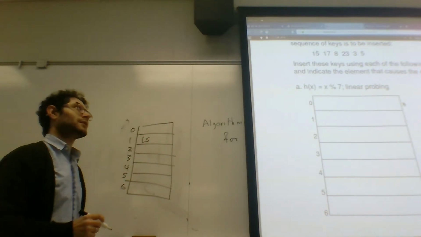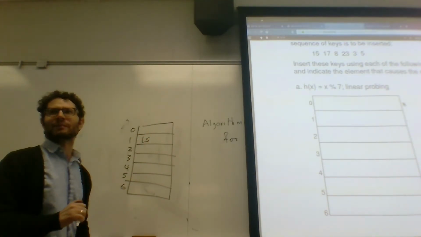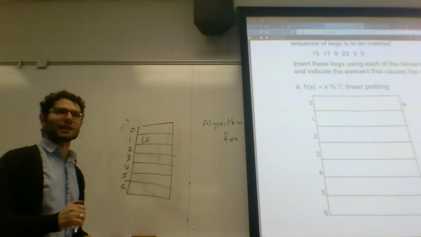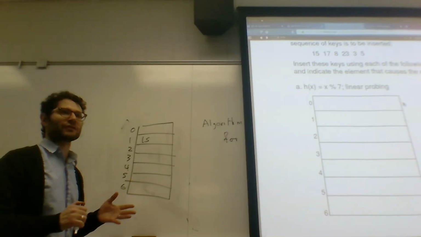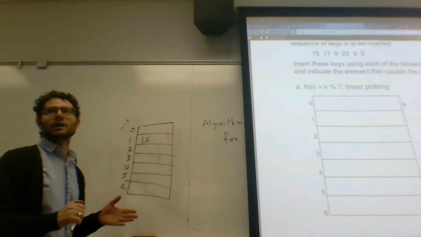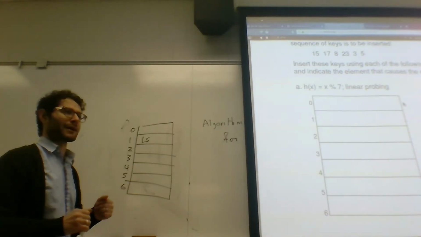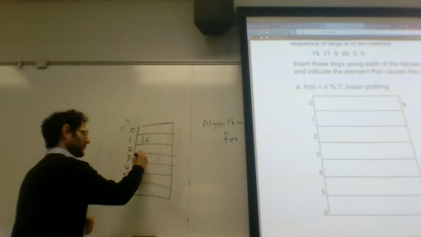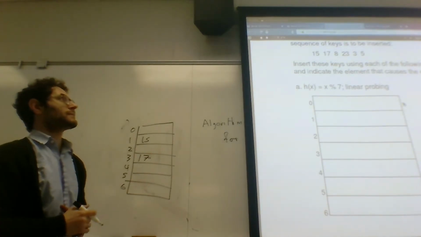Okay, that's easy enough. 17 mod 7, what's 17 mod 7? That's 3, right? Because the closest multiple of 7 without going over is 14, and that's 3 away from it. So we're going to put it in index 3. 17 is going to go here.